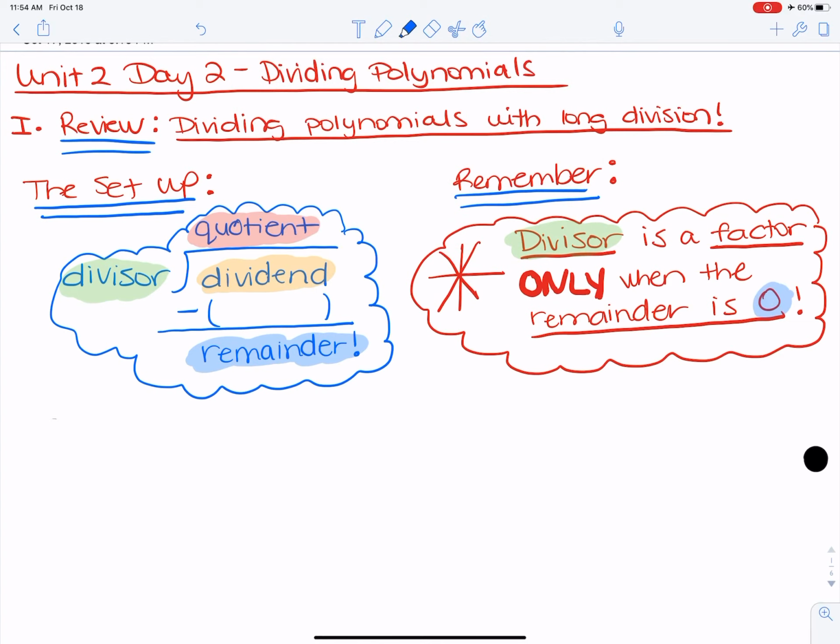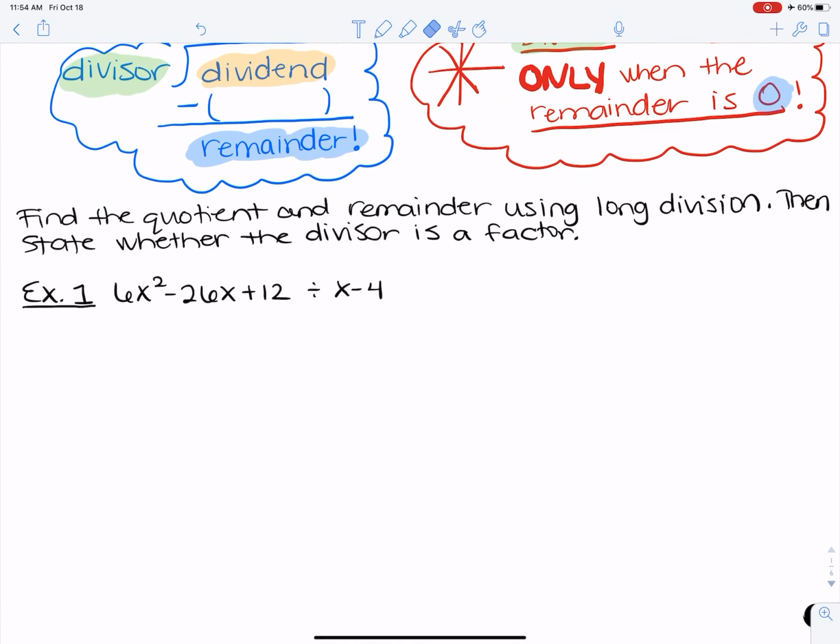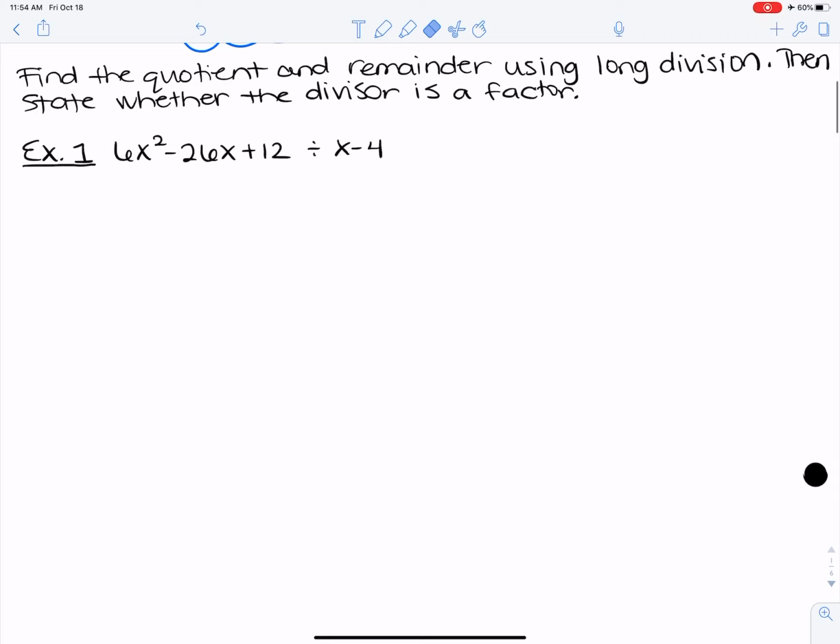All right, let's do a full-on example so we can refresh our memory completely on how to divide polynomials with long division. Here's our first example. Find the quotient and remainder using long division, then state whether the divisor is a factor. Our divisor for this first one is x minus 4. We're trying to figure out, is x minus 4 a factor of 6x squared minus 26x plus 12? Okay, so let's divide it. x minus 4 on the outside, 6x squared minus 26x plus 12 on the inside.